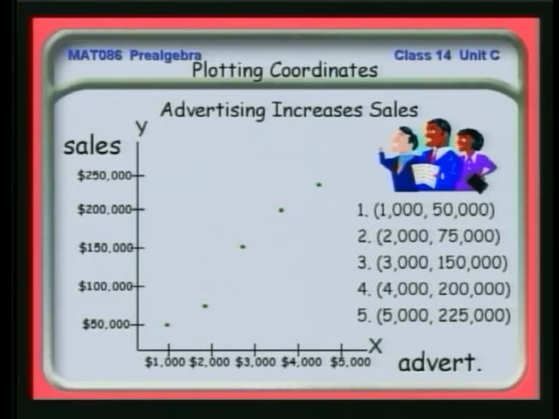At 3,000, if I spend 3,000, I make 150,000. If I spend 4,000, I make 200,000. You see how I'm using the Cartesian coordinate system to indicate information to people in a way that is a lot stronger and a lot more interesting than just plotting numbers.